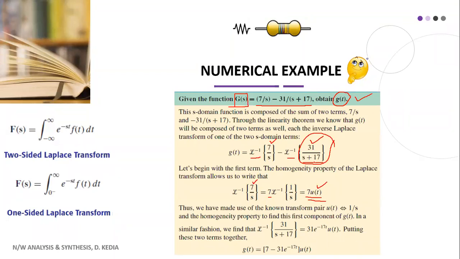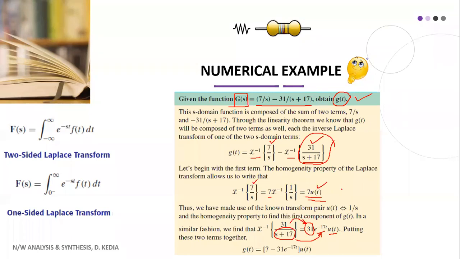And if you recall your frequency shifting property, if you have S plus 17, so in time domain, you will have e raised to power minus 17t. So this is what you get here. 31 is a constant which has come directly. For this S plus 17, if you reverse the frequency shifting property, you will get e raised to power minus 17t, and 1 by S is nothing but ut. So your answer is 31 e raised to power minus 17t into ut.